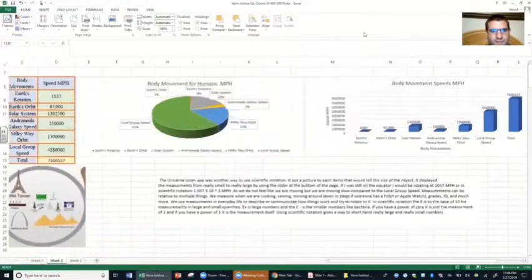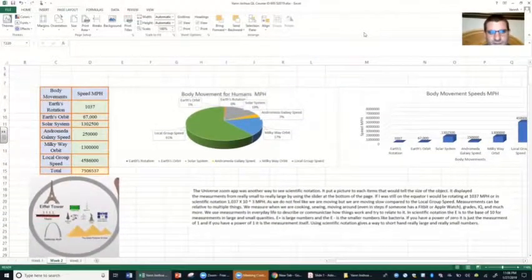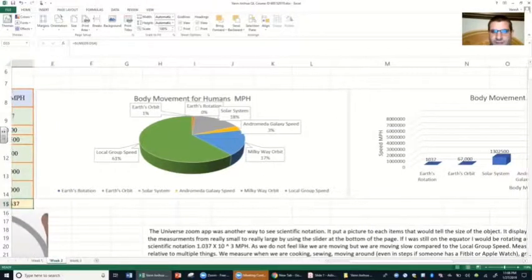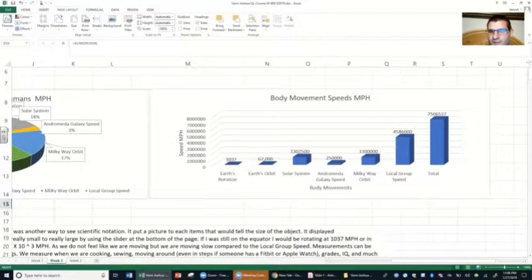Question one, we started out doing our body movements for humans in miles per hour, and we used this equation in order to get our total miles per hour speed of body movement. Then we took that information and put it into a pie chart of percentages so we could see the percentage of miles per hour of our body movement based on where we are relative in the galaxy. Then we put it into a bar chart so we can actually see the miles per hour on a little bit better scale in order to see exactly how it is.